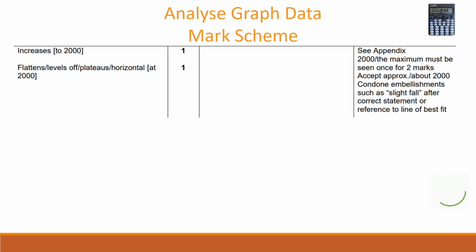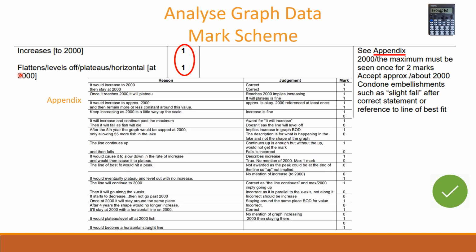The mark scheme on this question shows there are 2 marks. Remember to tick your answers and show where your marks were awarded. So 1 mark for your first reason, 1 mark for your second reason. You were told there is an appendix in the mark scheme, which is a big section right at the end of the mark scheme, which gives the reason, judgment and mark for what is allowed and what isn't allowed.